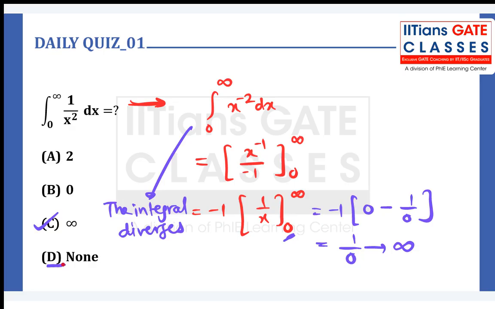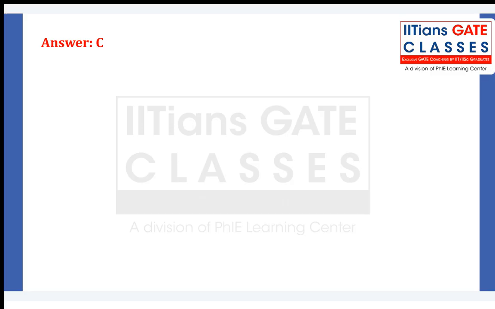If the last option is the integral diverges, then instead of C, I should have ticked option D. But none doesn't make any sense. So therefore, if it comes to that, you should tick option number C. But it's technically a divergent integral, because the lower limit is at x equal to 0. Okay, so this is about the first question. Answer is C. That is also according to your solution key.